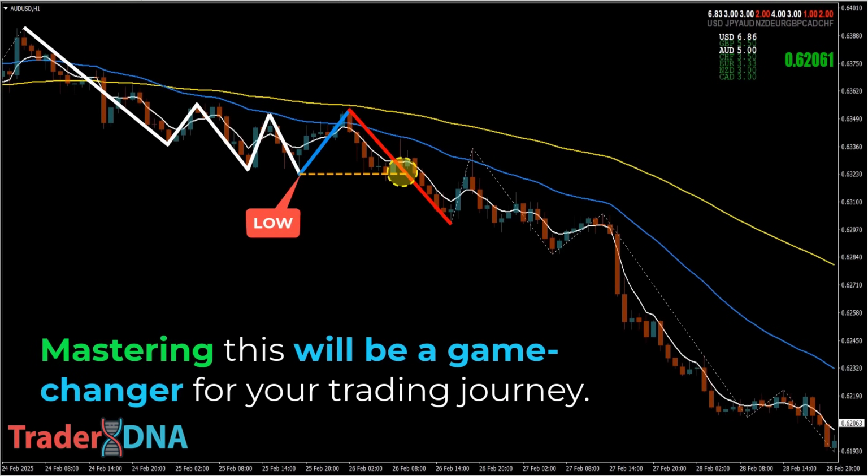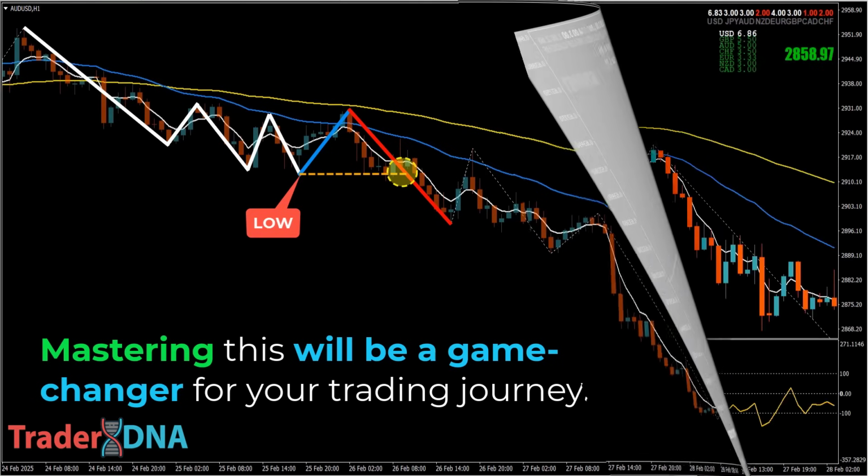journey. Understanding market structure is crucial. You'll need this skill every time you analyze price movements. Now, I assume you've fully grasped trend analysis using moving averages and market structure. So, let's take things to the next level. It's time to break down market analysis using the CCI indicator.